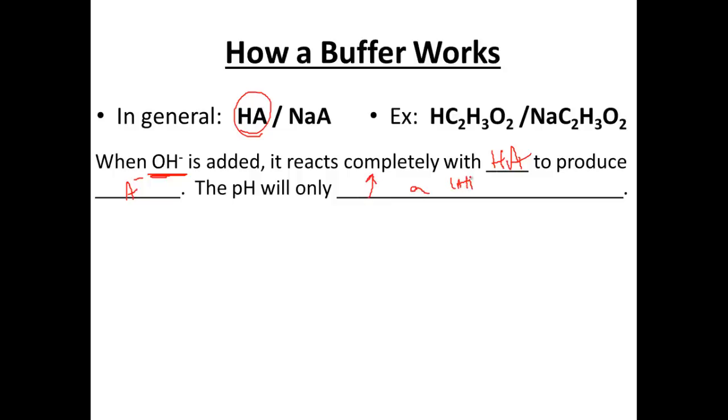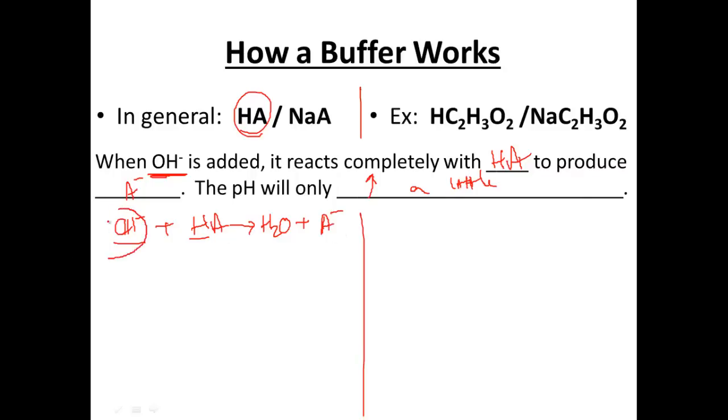I'm going to use the up arrow there to represent increase. So when you add a strong base, the pH will increase a little. This time, when you add a strong base, OH-, it reacts with the acid component, HA, and turns it into water. Part of it is the OH, and the H forms water, and what's left over is A minus. So you turn a strong base into a weak base. Again, a buffer does a good job of neutralizing strong bases by turning them into weaker bases.